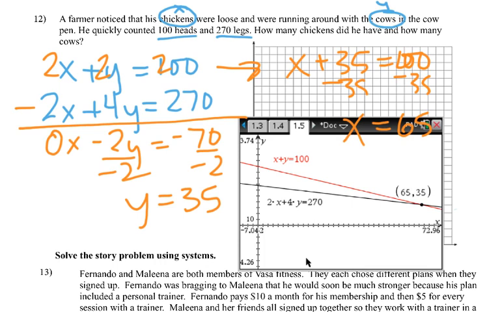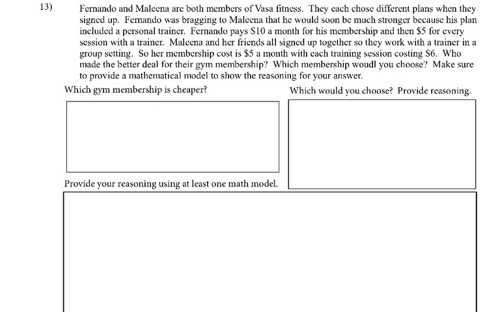Okay, number 13. Fernando and Melina are both members of Vasa Fitness. They each chose different plans. When they signed up, Fernando was bragging to Melina that he would soon be much stronger because his plan included a personal trainer. Fernando pays $10 a month for his membership and then $5 for every session with a trainer. Melina and her friends all signed up together, so they work with a trainer in a group setting. So her membership cost is $5 a month, with each training session costing $6. Who made the better deal for their gym membership? Which would you choose?